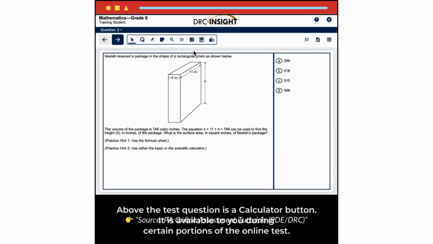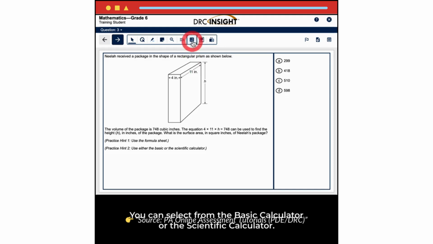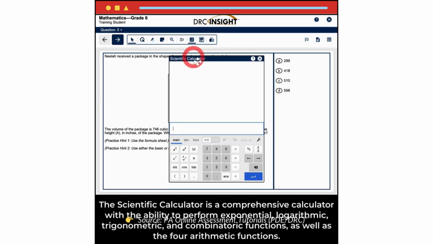Above the test question is a calculator button. It is available to you during certain portions of the online test. You can select from the basic calculator or the scientific calculator. The scientific calculator is a comprehensive calculator with the ability to perform exponential, logarithmic, trigonometric, and combinatoric functions, as well as the 4 arithmetic functions.